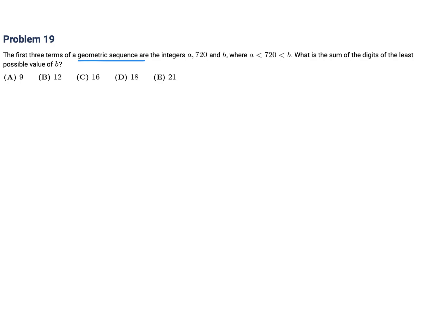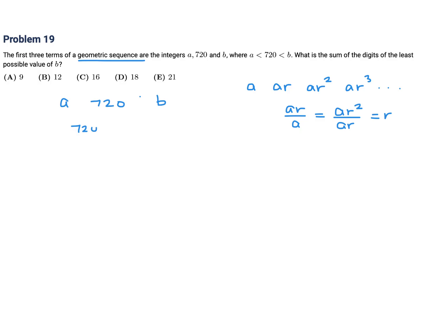Geometric sequences are of the form a, ar, ar squared, and so on. The first term over the second term is equivalent to the third term over the second term, and so on. As you can see, all of these are basically just r. So we're going to use that. Our terms are a, 720, and b, correct? That means that 720 over a is the same as b over 720. So that means 720 squared is ab.